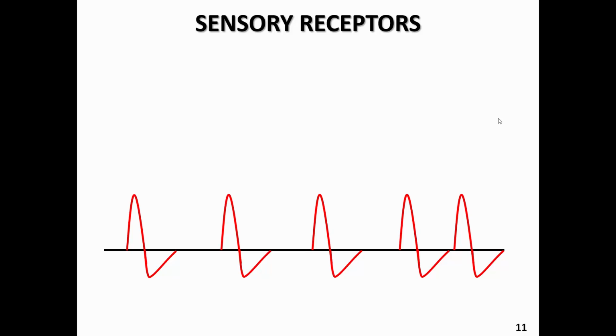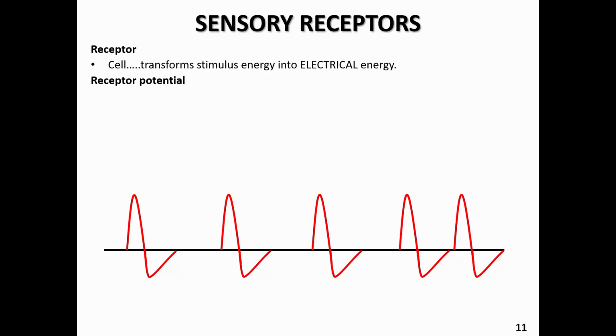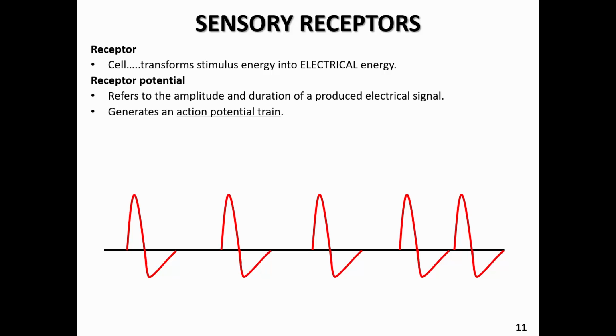In this lecture, we're going to take a look at sensory receptors. And when we talk about a receptor, we're also referring to a sensory neuron. This is a cell that transforms stimulus energy into electrical energy, or bioelectrical energy. Now, the term receptor potential is a little bit more specific in that it refers to the nature of that bioelectrical signal, so the amplitude and duration of that signal.